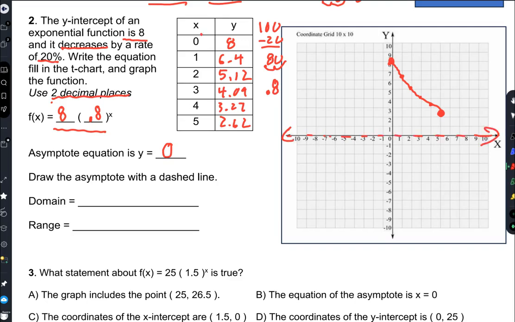And then the domain, we're going to go from 0 to 5, aren't we? 0 to 5. And the range is going to go from 2.62 to 8. So my domain goes from x to x. My range goes from y to y.